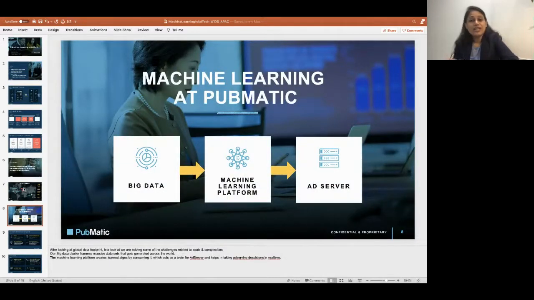Now, after looking at global footprint, let's look at.